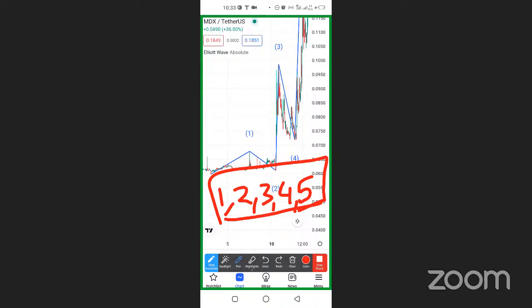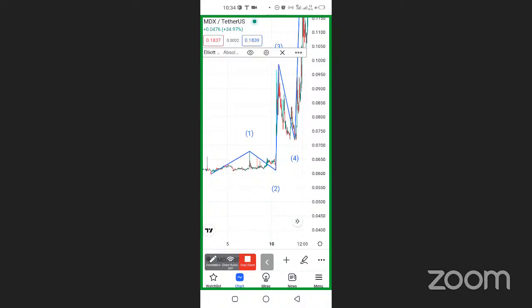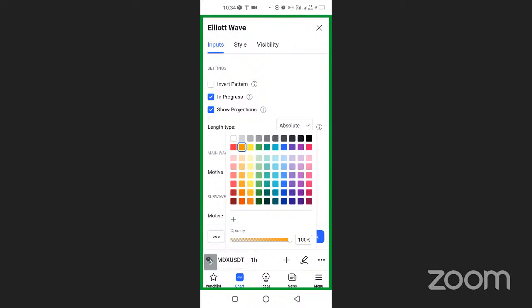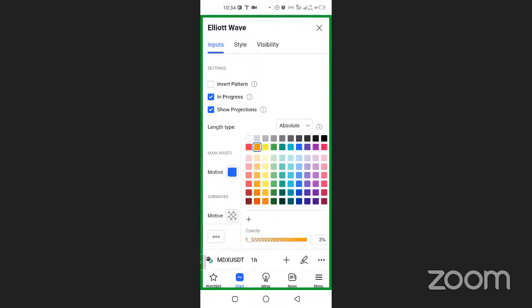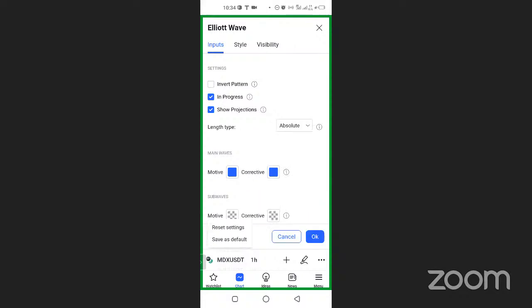Now, I will remove the subwaves, because wave 1 has 5 subwaves, wave 2 has 5 subwaves, wave 3 has 5 subwaves, wave 4 has 5 subwaves, and wave 5 has 5 subwaves. To avoid confusion, I tap on this, come back to these subwaves and remove them so that I remain with only the main waves. Then I save as default.